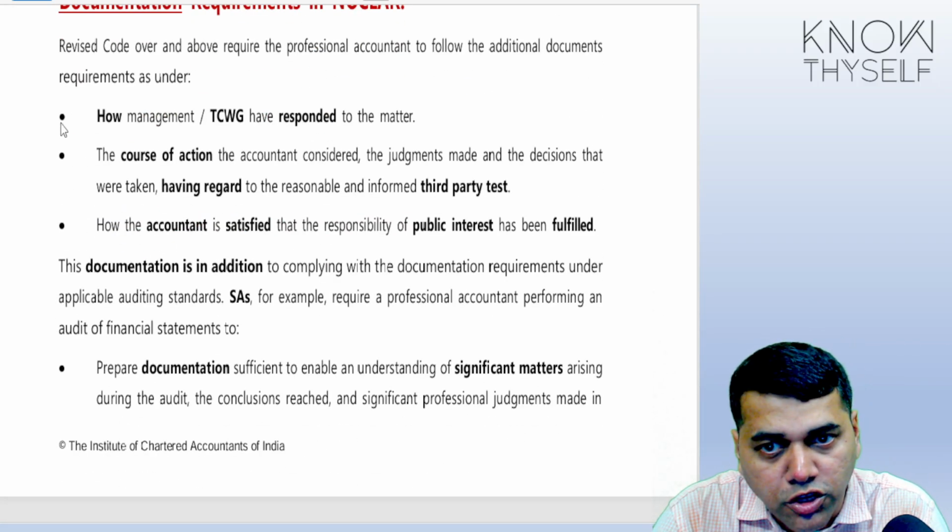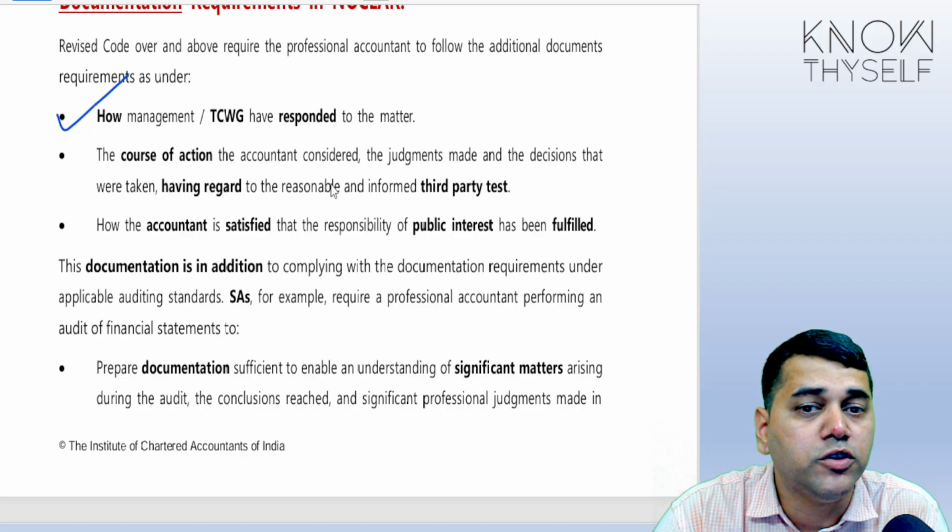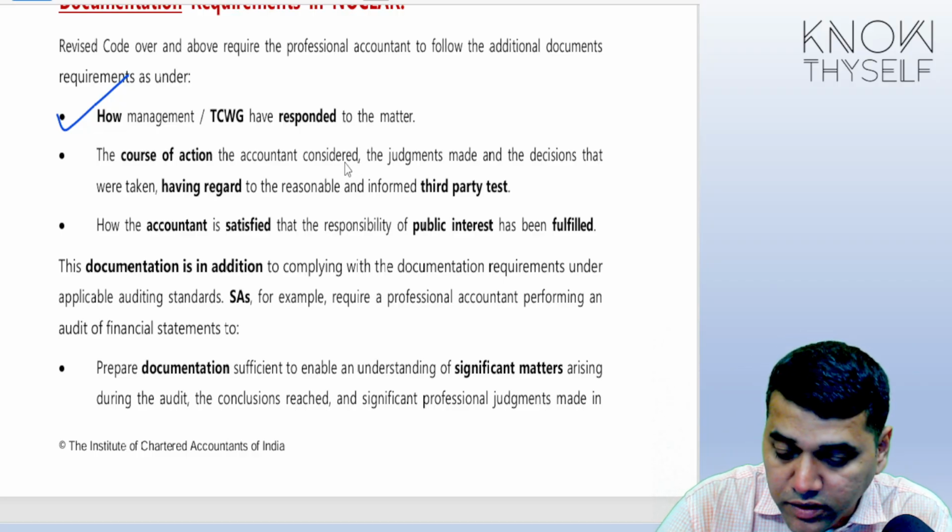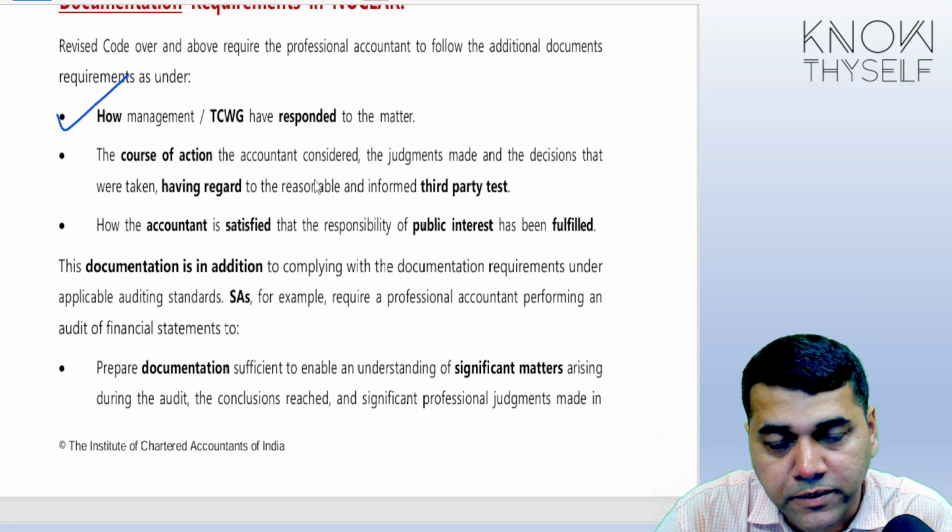Now, what are the documentation requirements? First, you need to document how management and TCWG have responded to the matter. First, you have understood what evidence you have got; that you have to document.